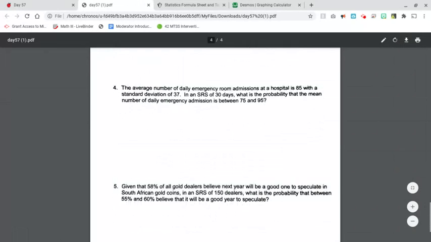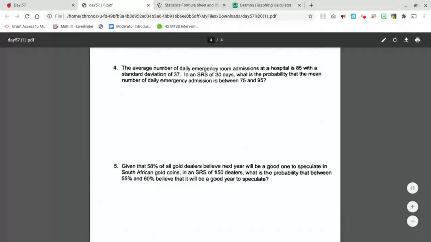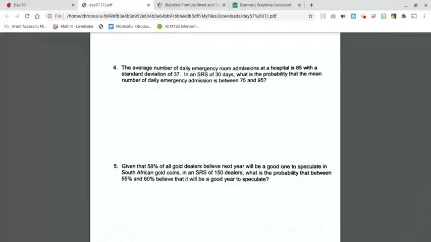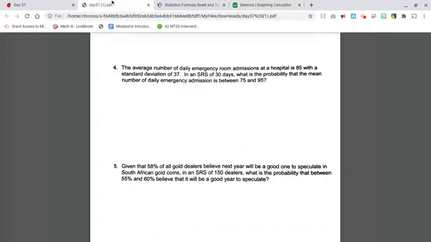Number 4, so we get to our last 2 here. Number 4 says the average number of daily emergency room admissions at a hospital is 85. That's your mean, with a standard deviation of 37. In an SRS of 30 days, what's the probability that it is between 75 and 95? So the key is to do 37 divided by the square root of 30 to get your standard deviation. So 37 over the square root of 30 gives you 6.755. That is your new standard deviation.